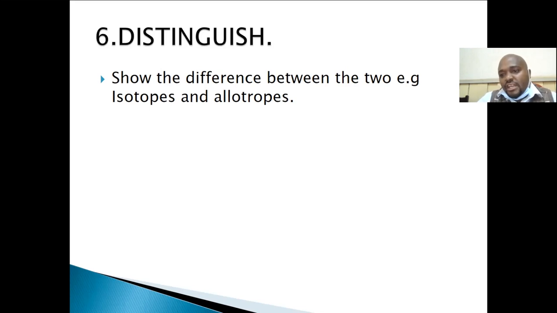Differentiate also atomic number and mass number. Can also be given that. So mass number is the sum of the protons and neutrons in the nucleus of an atom of an element, while atomic number is the number of protons in the nucleus of an atom of an element.